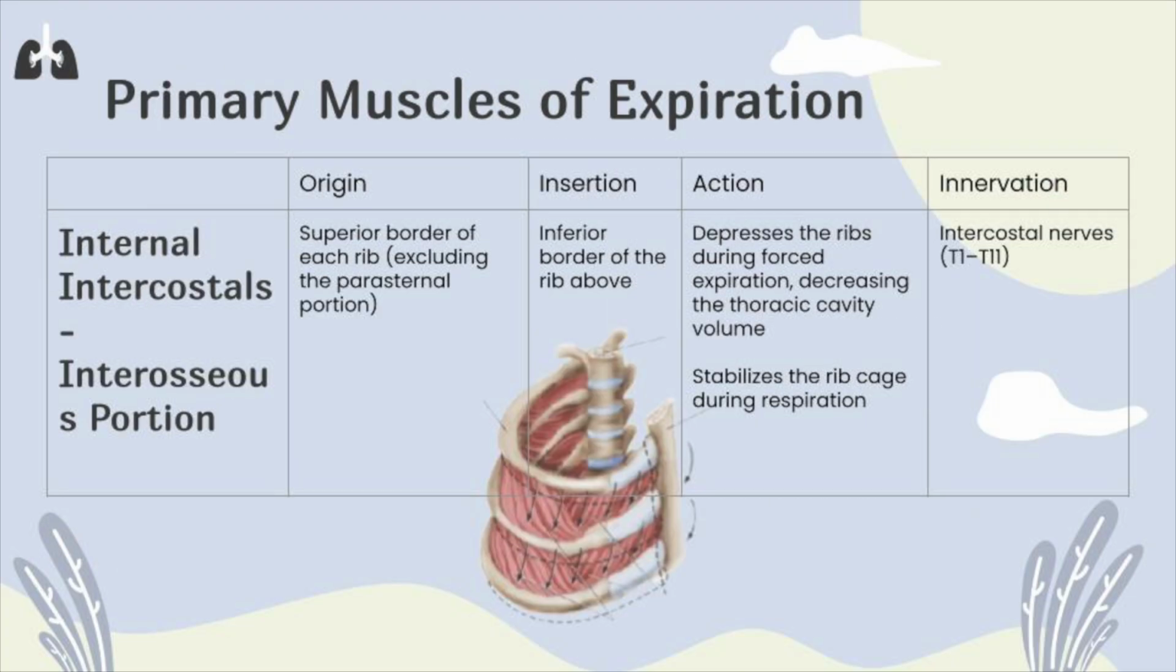The interosseous portion, the part between the ribs, acts as a true expiratory muscle. These fibers run downward and backward from the rib above to the rib below, the opposite direction of the external intercostals. When they contract, they pull the ribs downward and inward, decreasing the transverse dimensions of the rib cage. This increases the pressure inside the thoracic cavity and drives air out of the lungs. During speech, these muscles help stabilize and shape the rib cage so we can maintain a steady flow of air.